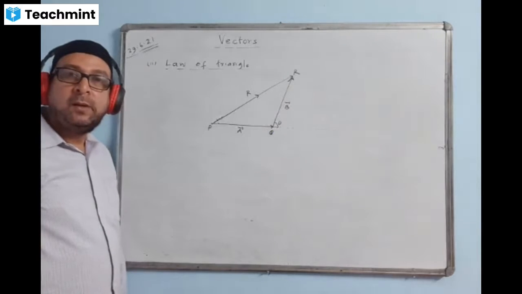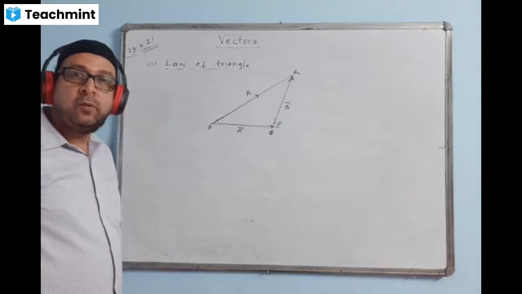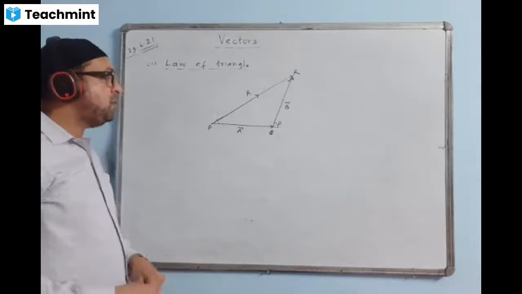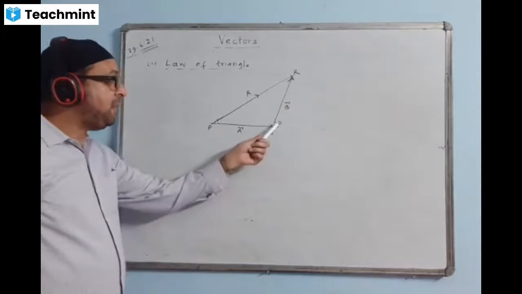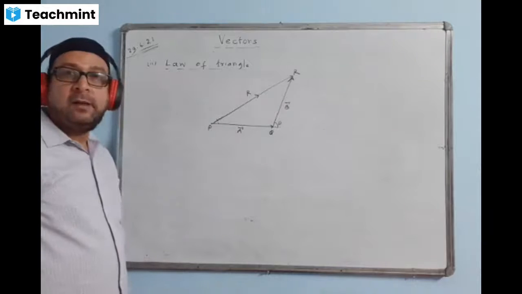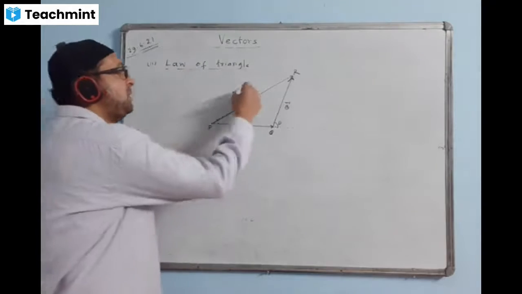Understood? Yes or no? Yes, sir. The angle between the two vectors in a triangle, we will show by this angle here, theta. And now this is the resultant R.